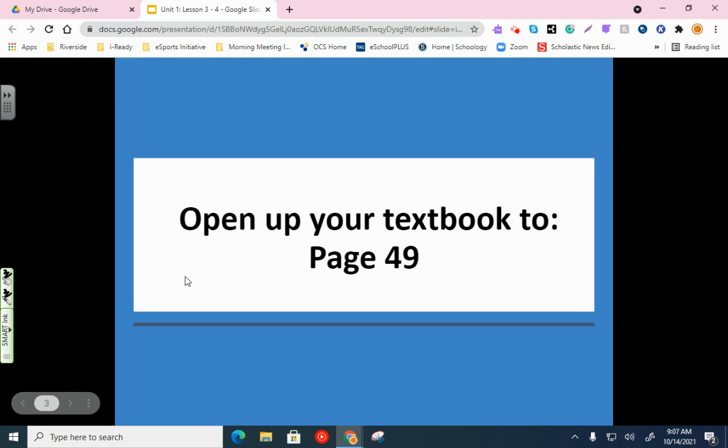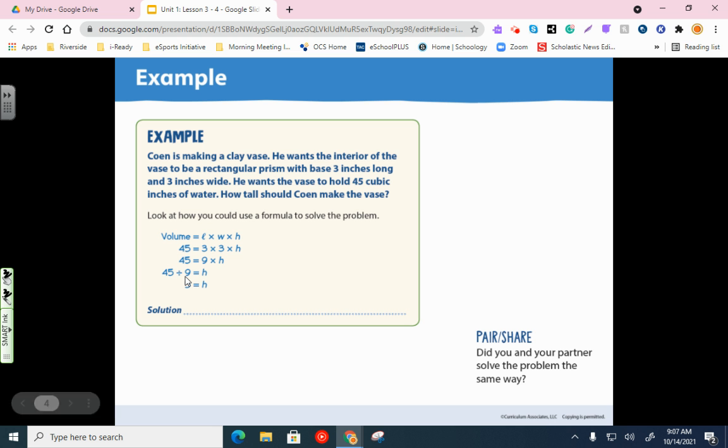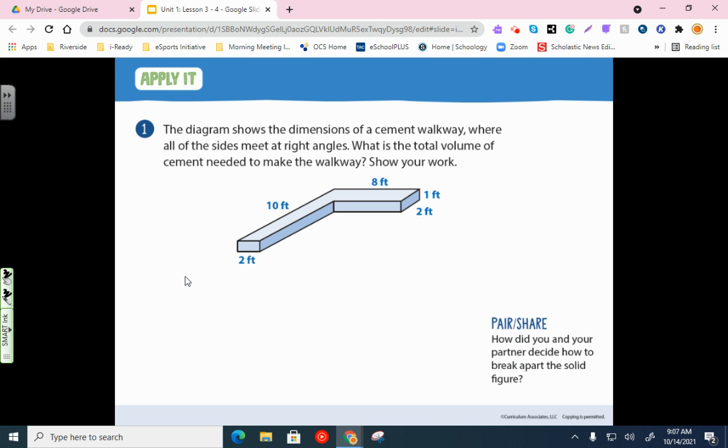All right, go ahead and turn to page 49. We'll skip this first one because it's solved for you. We're going to go right to number 1 and do this one. All right, so the diagram shows the dimensions of a cement walkway. As you know, most sidewalks don't go perfectly straight. Sometimes they turn and curve, just like the ones out in front of our school. But we want to know the total volume of the cement needed to pour in for this walkway. A lot of construction people have to do this, so this is a good real life example.